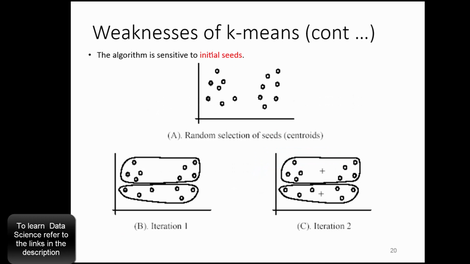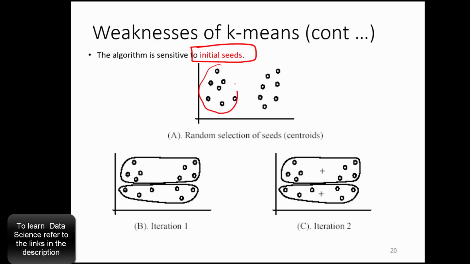The algorithm is very sensitive to the initial state. That's another weakness of K-means. Initial state means when the algorithm first chooses the initial points, that will decide how the clustering will happen. Here is a typical example.